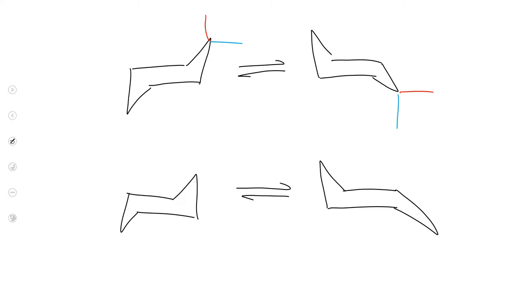It's easy to see how the red one goes from axial to equatorial. Then the question is just, okay, the red on this carbon, see, we had this one was the cis, right? So if our two options are either axial facing the exact opposite direction or equatorial, the equatorial one has to be the cis position relative to the red.